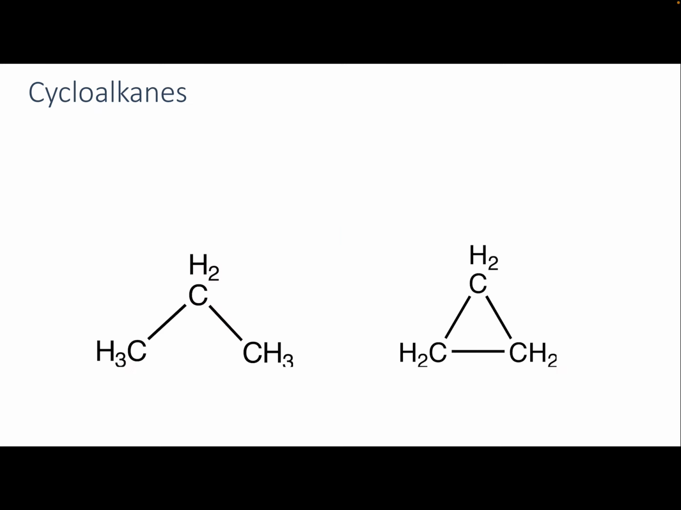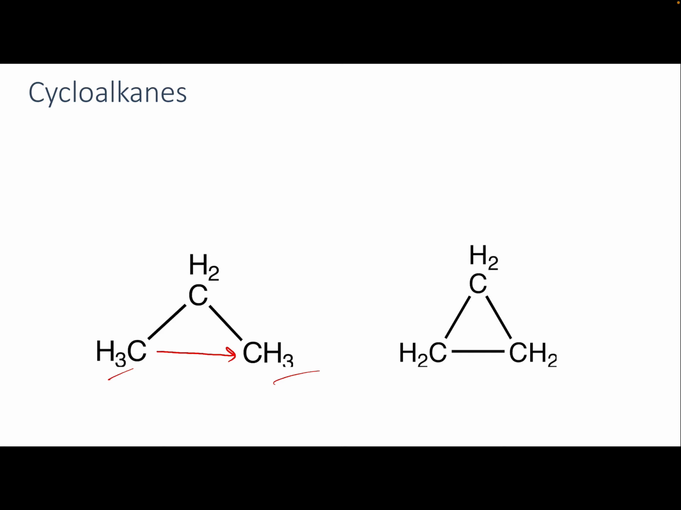Now let's talk about cycloalkanes. These are cyclic. They have 2 fewer hydrogens than an open chain form, and that's because in order to get this carbon to connect to this carbon, we have to lose one of these bonds on each of these carbons.